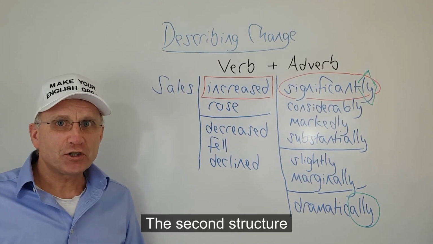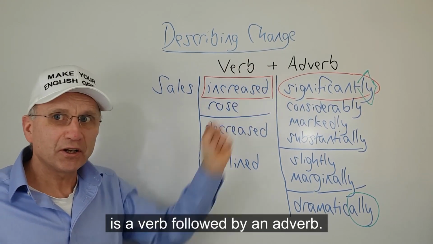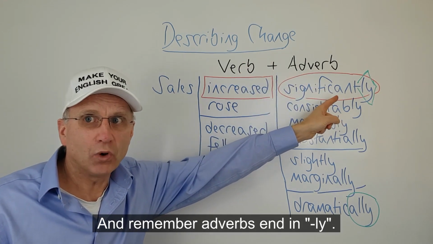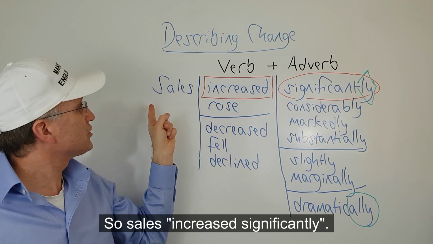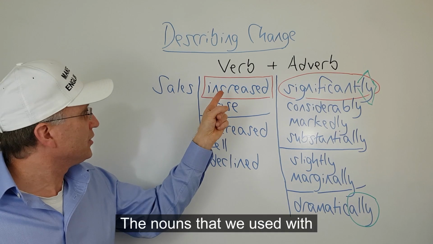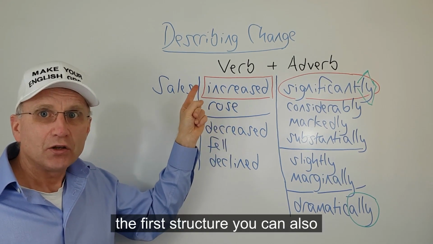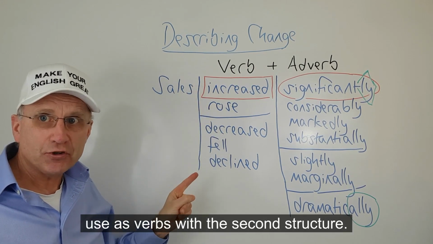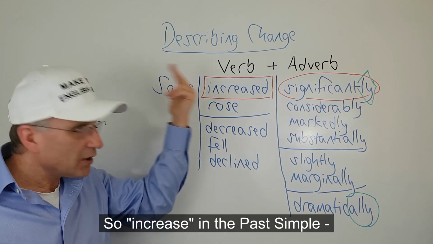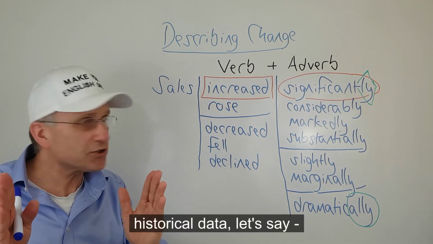The second structure is a verb followed by an adverb. And remember, adverbs end in ly. So sales increased significantly. The nouns that we used with the first structure, you can also use as verbs with the second structure. So increase in the past simple, we take some historical data, let's say.